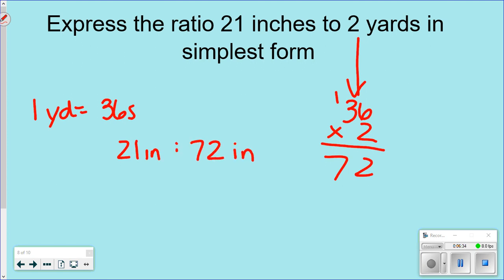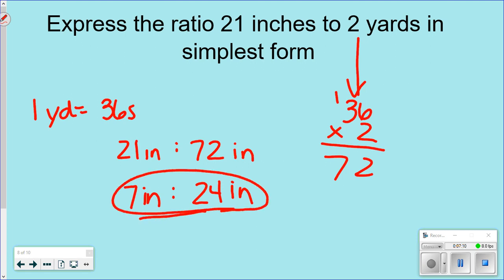And then you can go ahead and reduce. Let's see, this could be reduced probably by 3 is my guess. Let me find my calculator. Okay, so I know if I divide by 3, 21 divided by 3 is 7. 72 divided by 3 is 24. So reducing, I would get 7 inches to 24 inches, and that would be my final answer.